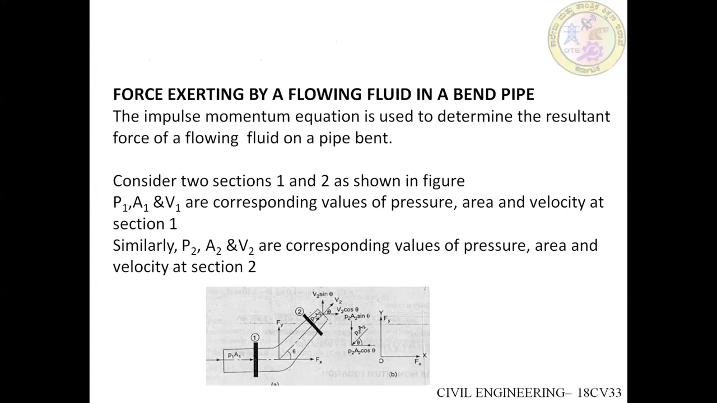Next, let us derive an equation for the force exerted by a flowing fluid in a bent pipe. For this, the impulse momentum equation is used. Let us consider this is the pipe bend, and consider two sections, before the bend and after the bend. P1, A1, V1 are the corresponding values of pressure, area and velocity at section 1. Similarly, P2, A2, V2 are the corresponding values at section 2.